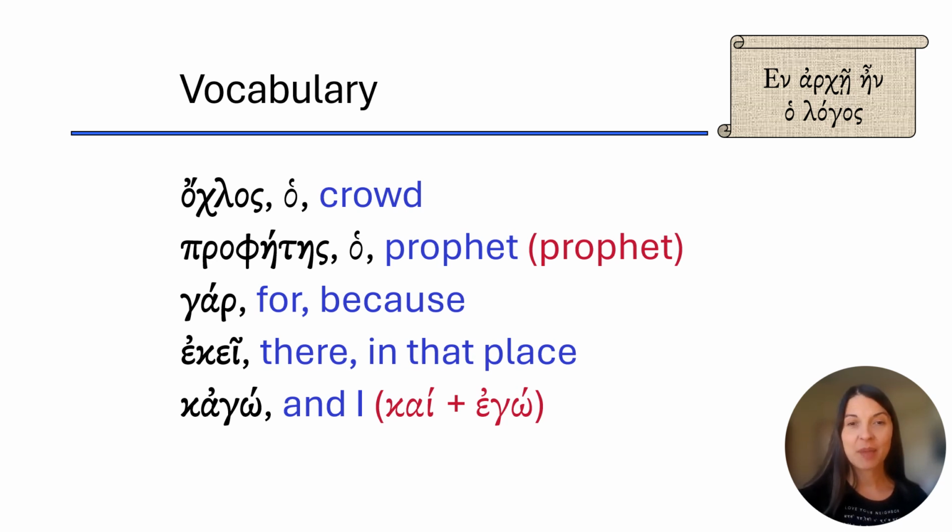And you'll notice that prophetes and mathetes both end with the eta sigma, and that's not an error, but we'll discuss that more in the next chapter. But notice that it is a masculine noun. That's why you're learning these with the article. Gar is a word that means for, because. Eki means there, in that place. Kago means and I, we talked about that one.